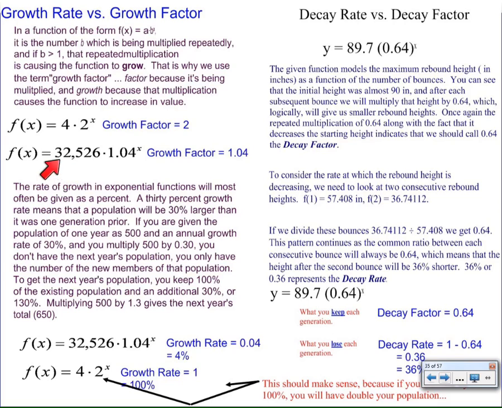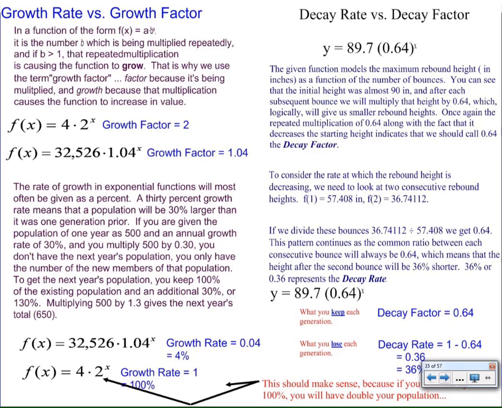Similarly, we have here a population problem, 32,000 some odd, with a 4% growth rate. The growth factor being 104%, the growth rate being 4%. So here's what I figured. If I add 1 to my growth rate, I get a growth factor. In other words, if I add my growth rate to 100%, that becomes the growth factor.